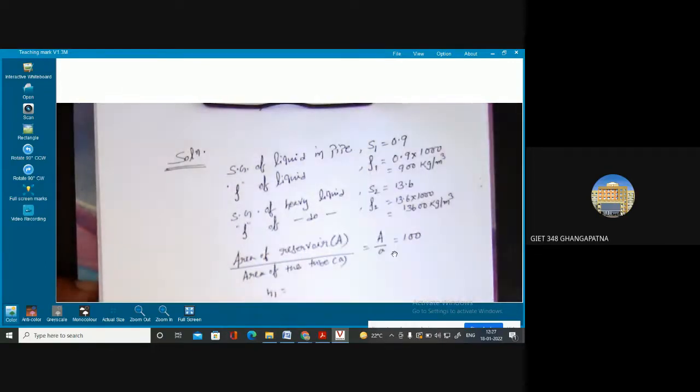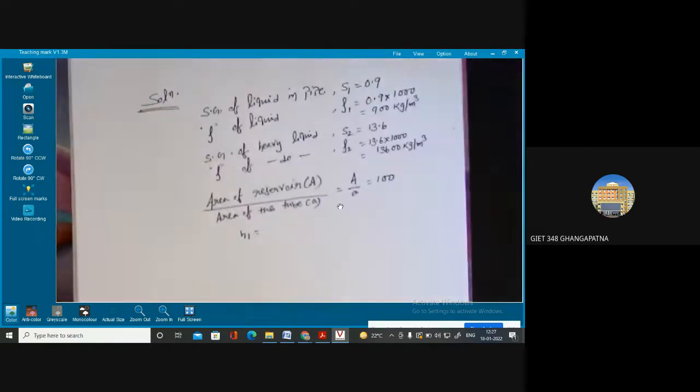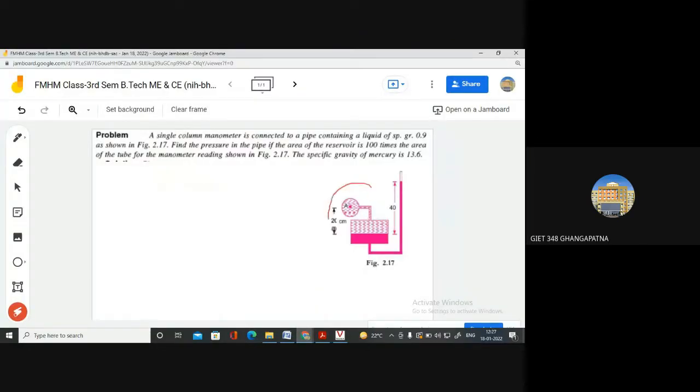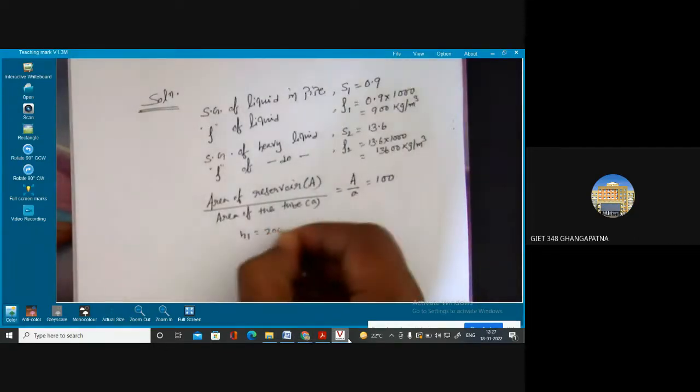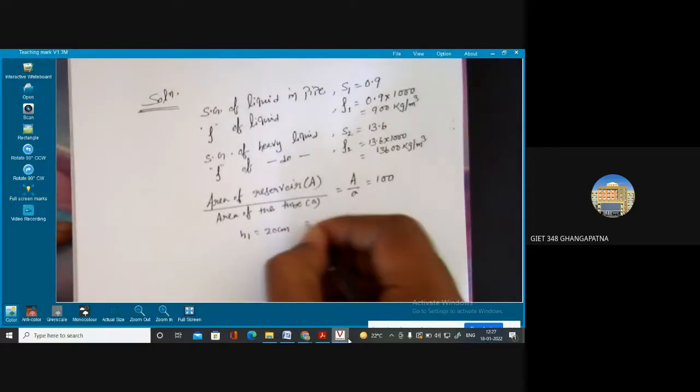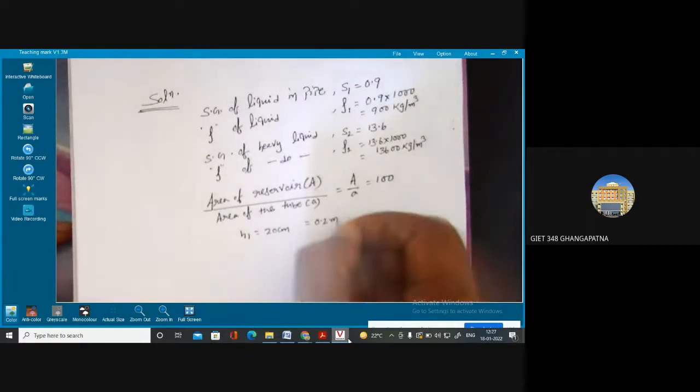H1. H1 is what? Height of the liquid. Which is there on which side? Left side or right side? Left side. How much is it? 20 centimeters. So H1 is 20 centimeters. Convert it into meters. That is 0.2 meters.